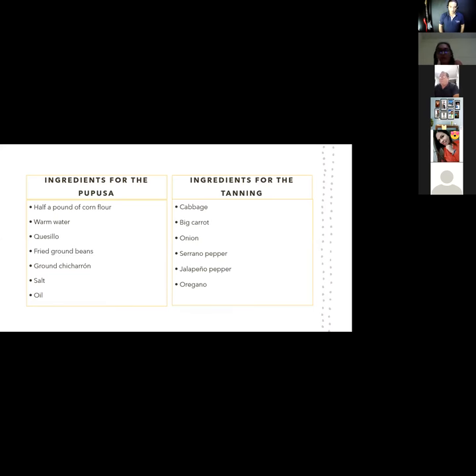Ingredients for the pupusa: half a pound of corn flour, water, mozzarella, fried ground beans, ground chicharron, salt, and oil. The ingredients for the curtido: cabbage, carrot, onion, serrano pepper, jalapeño pepper, oregano.